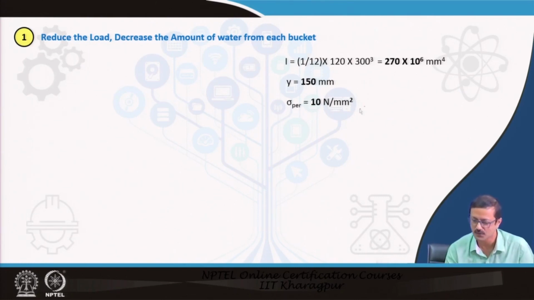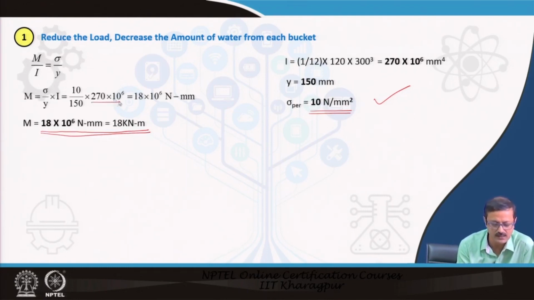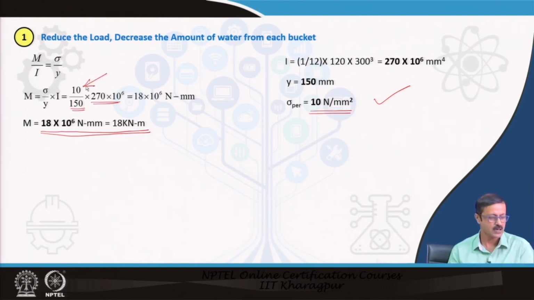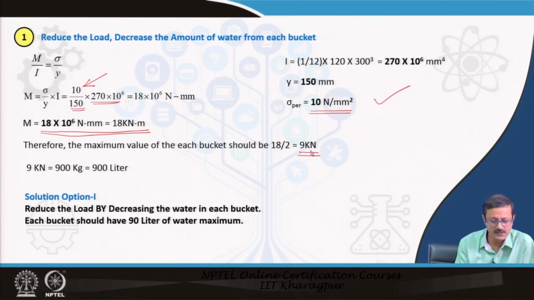Everything else is like the previous, but the sigma permissible is now 10. So, now I put that in and found that M should be not 24, but 18 kilonewton meter, because the I value and y value are as they were, but instead of 13 this is 10. So, now the maximum bending moment gives a load of 9 kilonewton instead of 12 kilonewton, if you remember. That means 900 liter has to be the volume of the water.